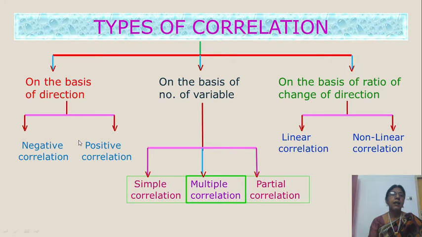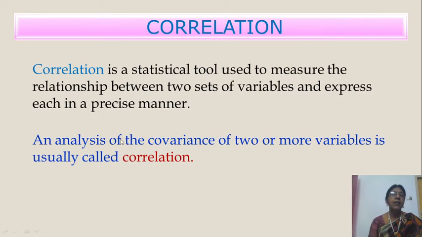Another definition: an analysis of the covariance of two or more variables is usually called correlation. Analysis of covariance of two or more variables. Two or more variables. Minimum we use two sets of variables to talk about the correlation.